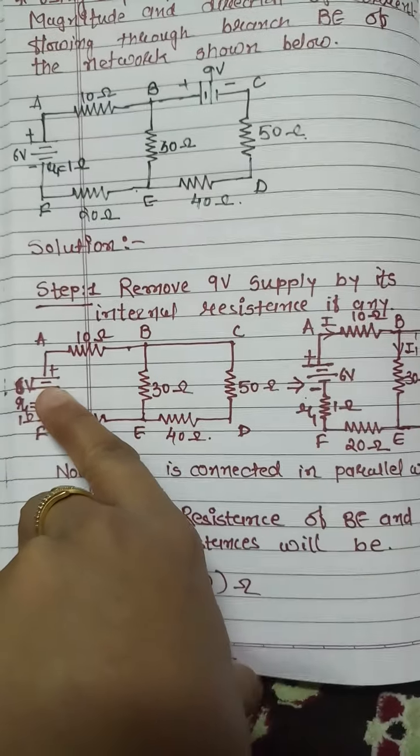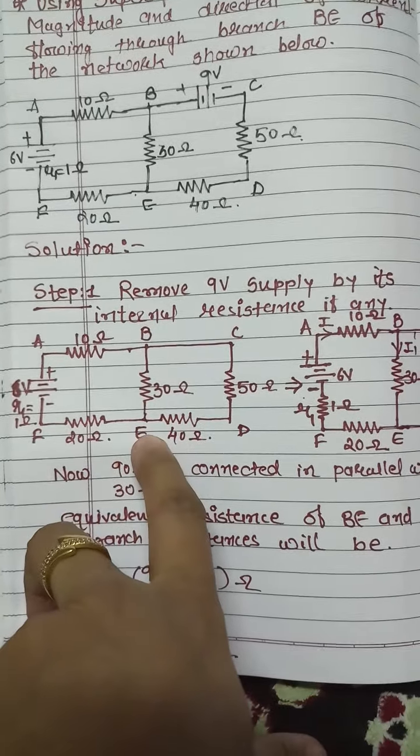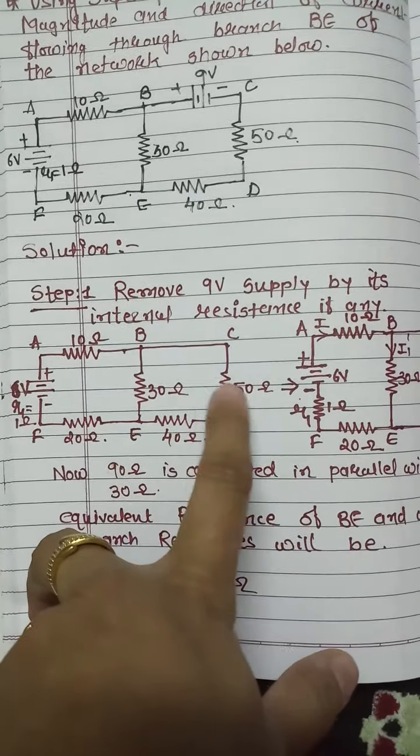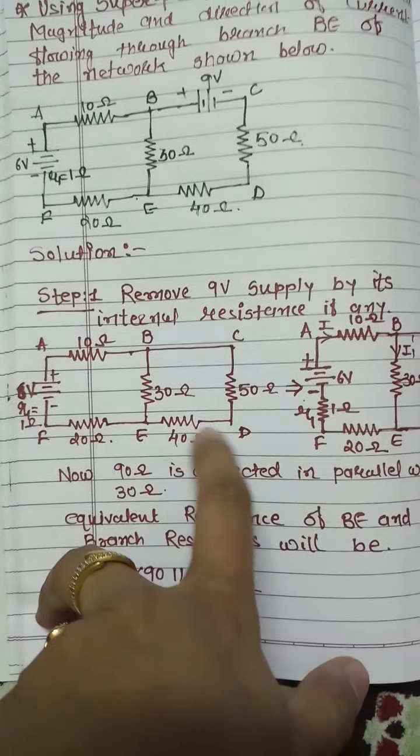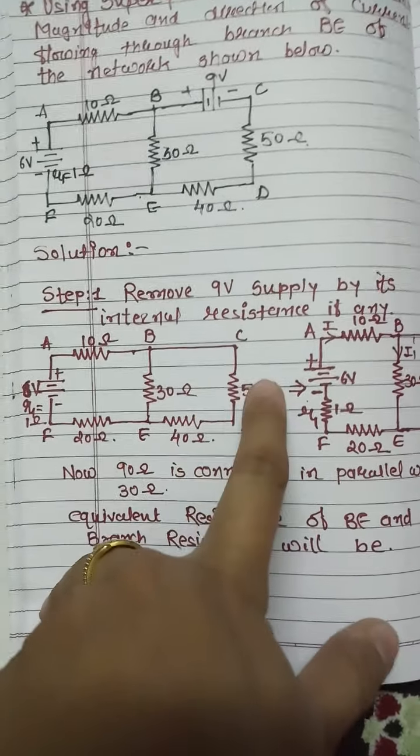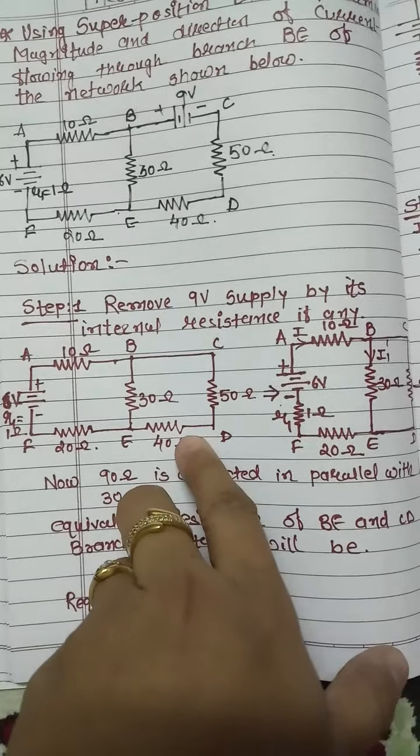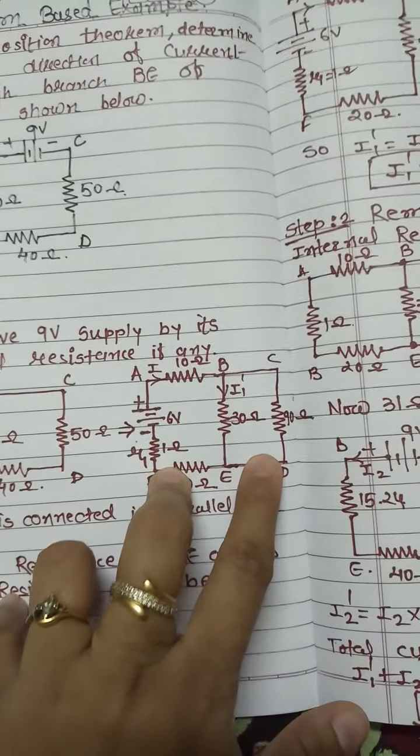Now find out the value of the current I which is passing through the branch BE. So see, now our circuit will be like this. Now see here, 50 ohm and 40 ohm resistors are connected in series. So 50 plus 40 is 90 ohm. Now that 90 ohm is connected like this. So our circuit will be like this.